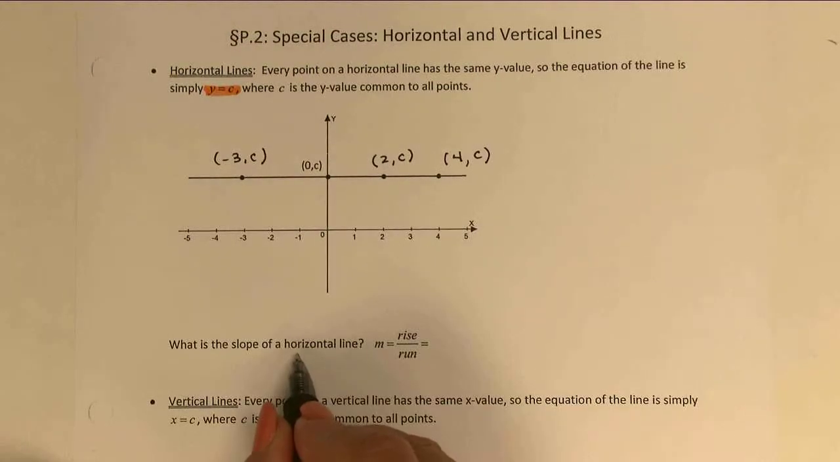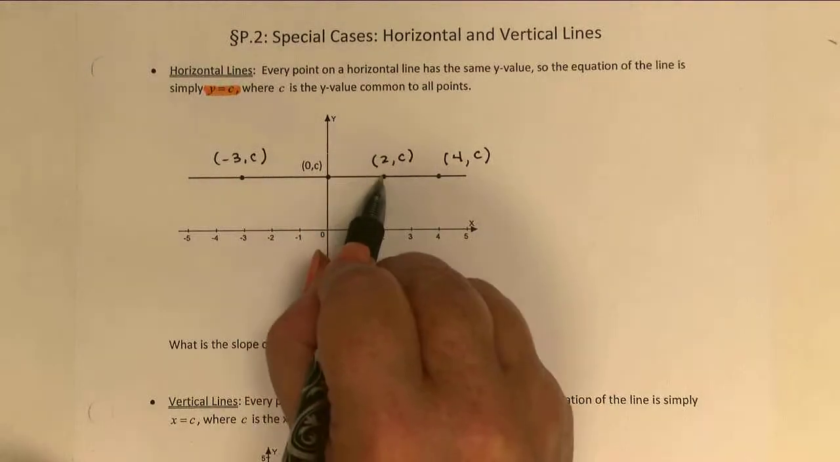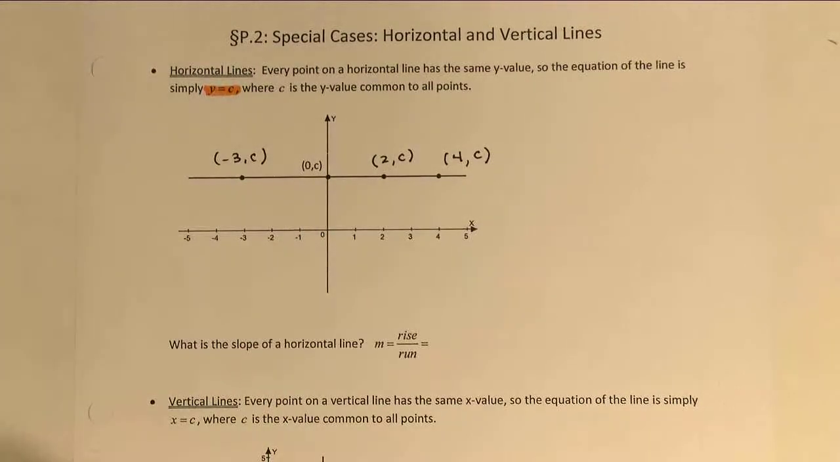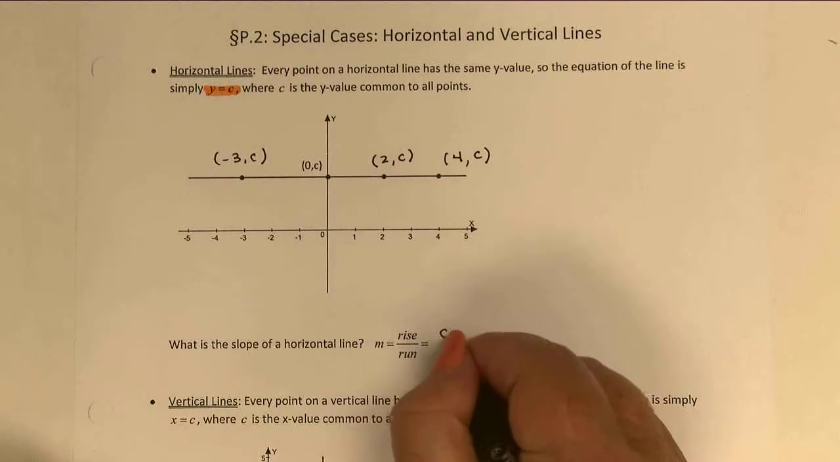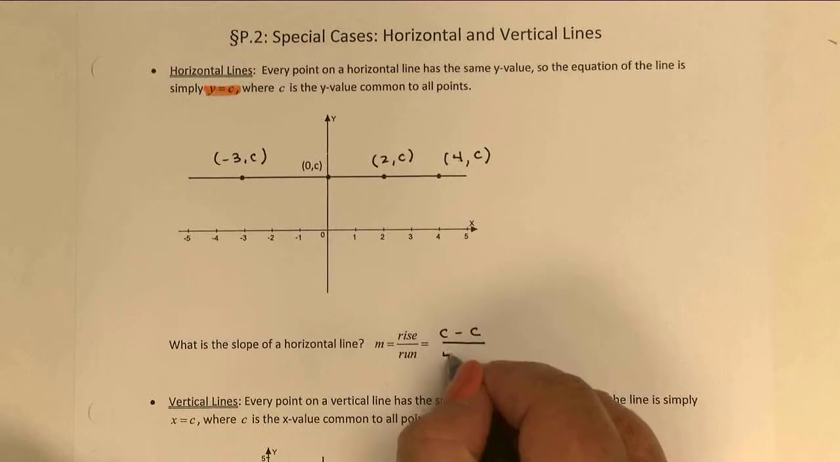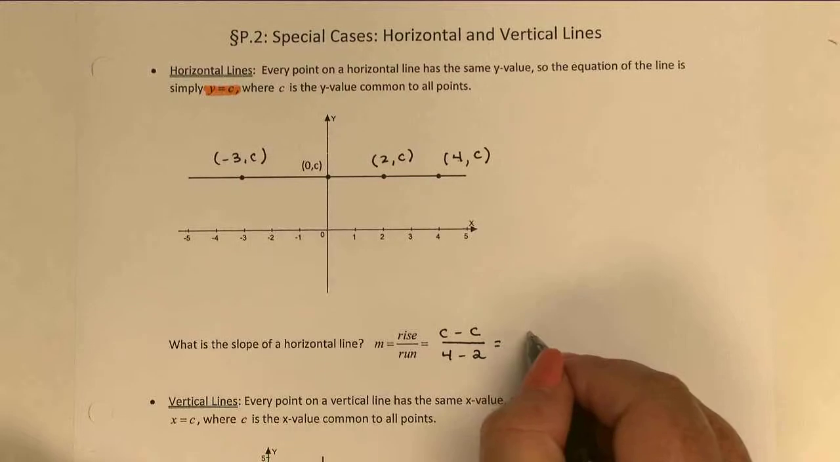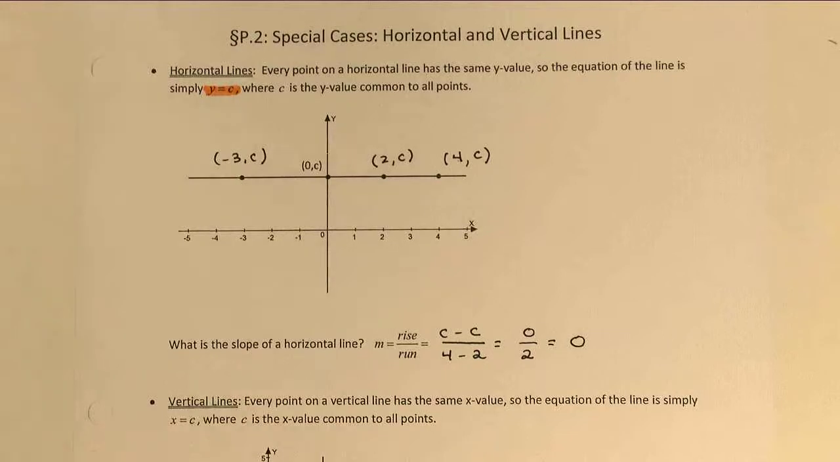To find the slope of a horizontal line, we think of it as rise over run. As you move from one point to another on this line, notice that there is no rise. It doesn't go up or down at all. Or, I can also think of it algebraically as c minus c, the difference in the y values. The run, well, if I take x2 minus x1, I am going to get some numerical value, not 0. I'll use these two, so I'll go with 4 minus 2. And that's going to give me 0 divided by 2, or 0 for my slope.